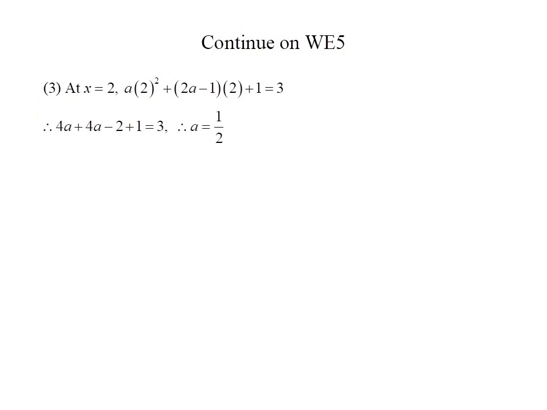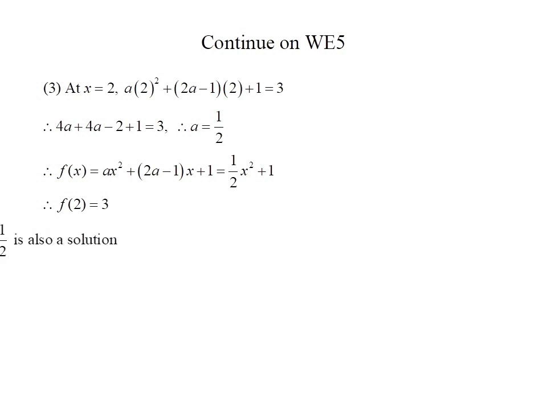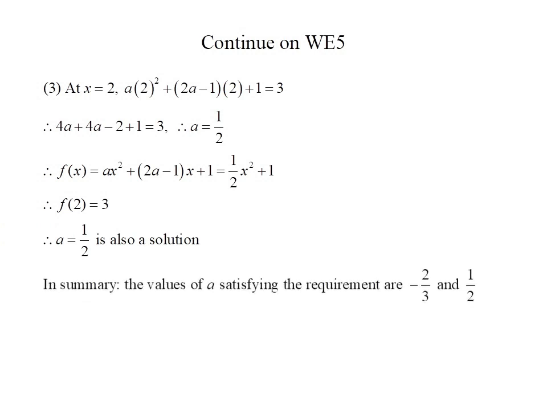Here we continue work on example 5. Now let's take a look at the situation of the other endpoint. When x equals 2, we calculate the value of a, which equals half. After taking the calculated a value, the function f(x) equals half x squared plus 1. Obviously, the maximum value of this quadratic function is 3 at the point of x equals 2. So a equals half is the solution we want. In summary, the values of a satisfying the requirement are negative 2 over 3 and half.